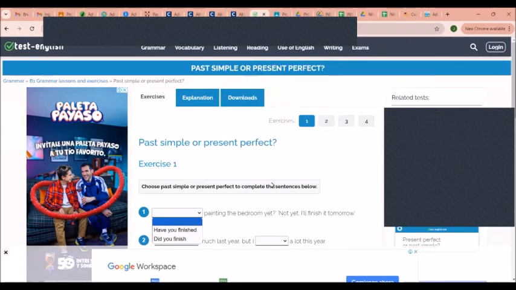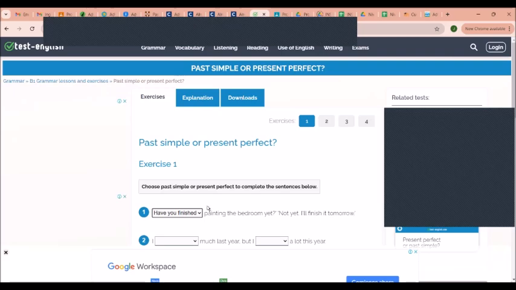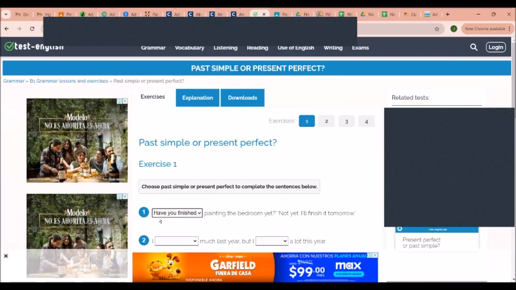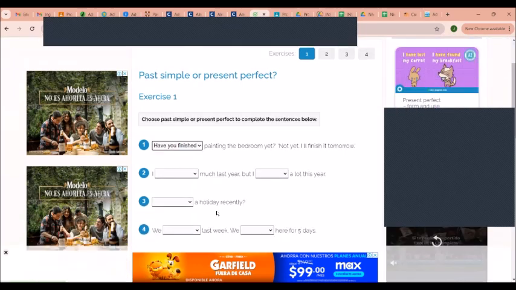Did you finish painting the bedroom yet? Not yet. I'll finish it tomorrow. All right, same thing. If we're using words like yet, we'll be using present perfect. Have you? We're talking about the experience, not the time. All right, one more time. Have you finished painting the bedroom yet? Not yet. I'll finish it tomorrow. Right, the past activity or from the past, but affects your present or your future in this case.